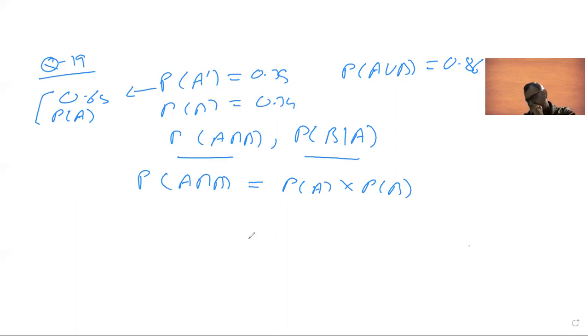Are they independent events? Yesterday I did it like that, but now I am thinking otherwise, because it is not given that they are independent events. If they were independent, then we would not have to find this. So 0.65 plus 0.34 is equal to 0.99, but P(A union B) is given as 0.86.